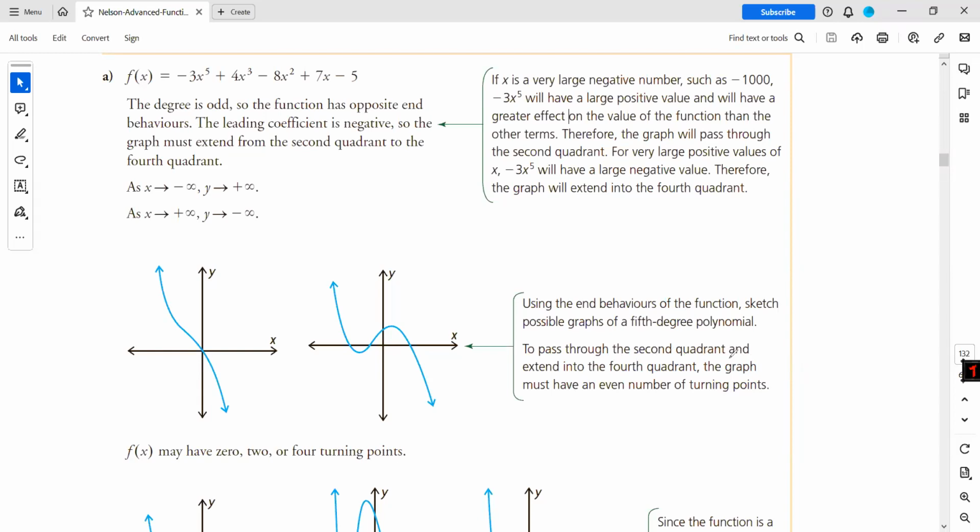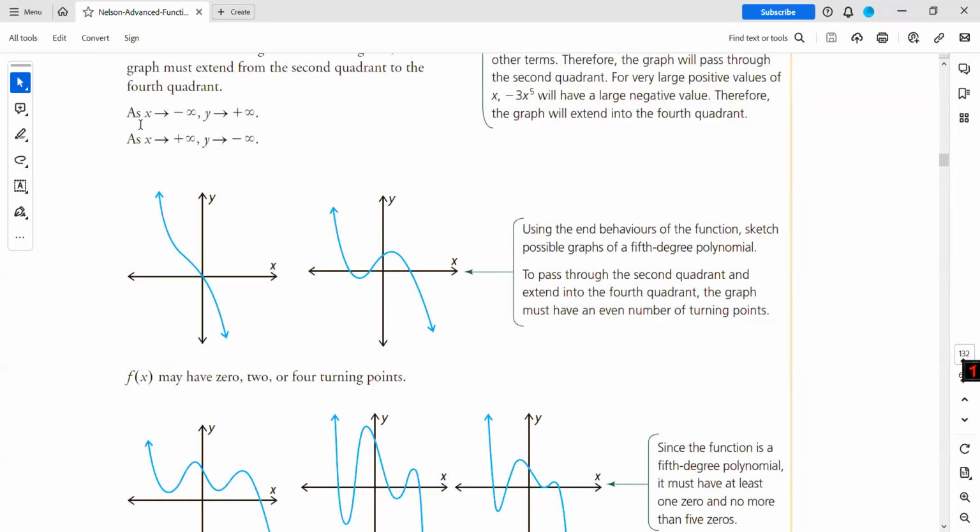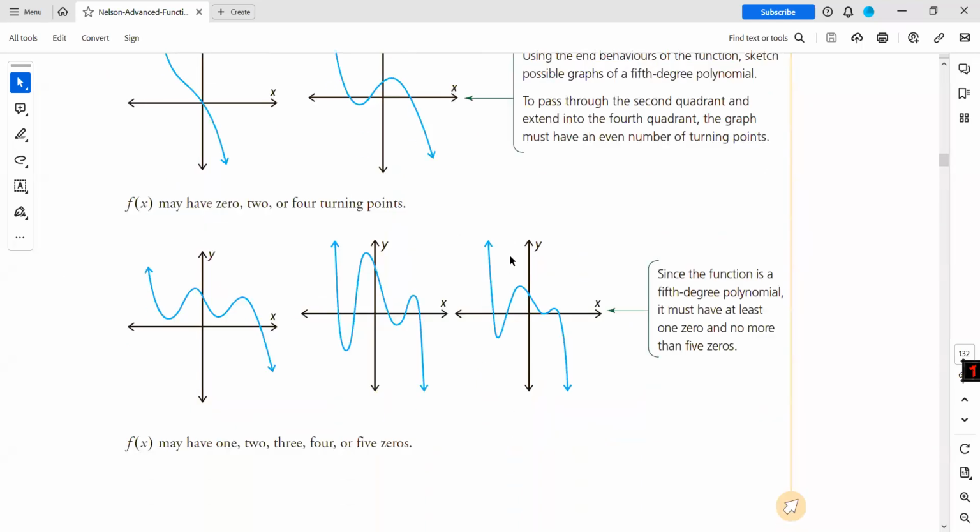To pass through the second quadrant and extend into the fourth quadrant, the graph must have an even number of turning points. Seems reasonable. Turn around once, turn around twice, heading the same direction. That's why it must be at least 2. Or none, as in this example, no turning points, always decreasing function.